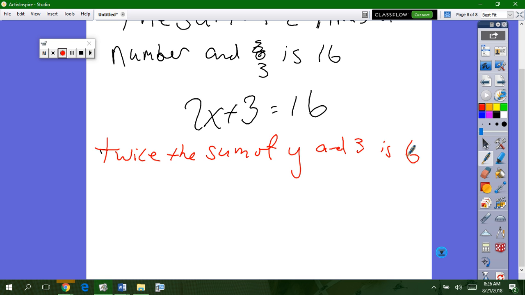Twice the sum of y and 3 is 6. This one's slightly different than what's being asked on the previous one. What's the sum that we're looking for? y plus 3. Okay, so you're actually taking the sum of this first. Well, what does it say? Twice the sum.